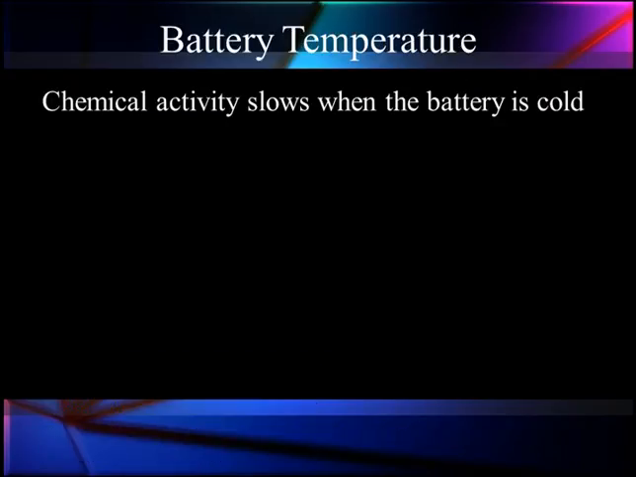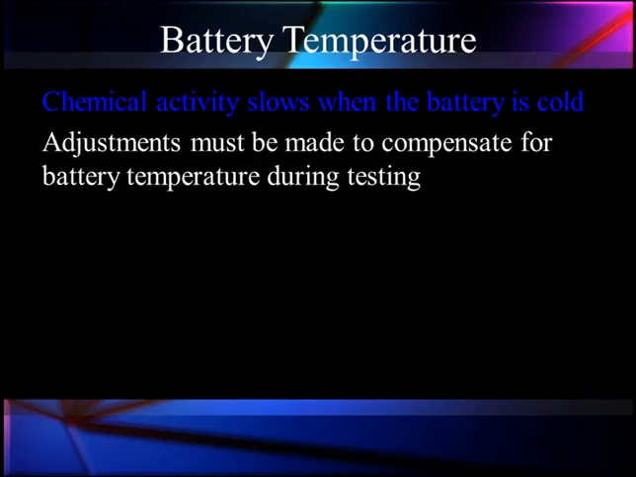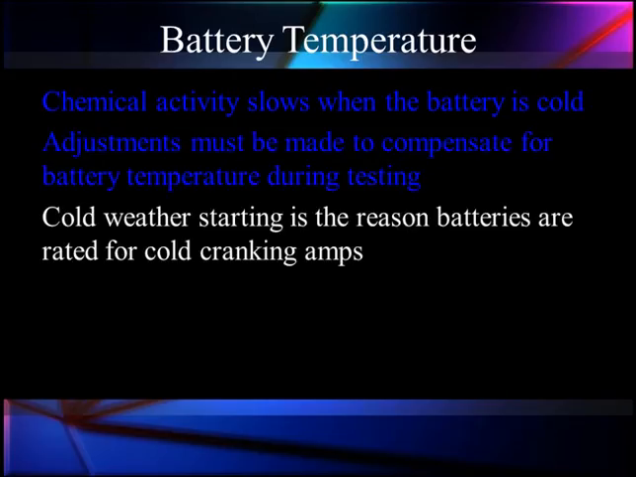The chemical activity slows when the battery material is cold. This is why we have cold cranking amp ratings. An adjustment must be made for battery temperature during testing. Our specifications have to change. We can't test a battery at 0 degrees the same way we would at 70 and use the same numbers, because the chemical activity has slowed down. We've got to compensate for that.